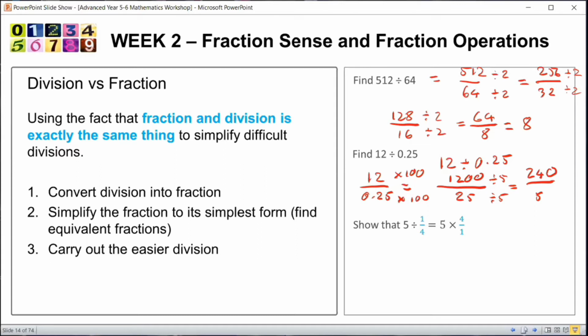Now, if you look at the last one, the last one is a little bit tricky. Here we have 5, and we want to divide by a quarter. And how is it that it becomes 5 times 4 over 1? You flip it over. That is a little bit tricky. Is there anybody here who knows how that happened? Or is it just something that people tell you that's how you do it?